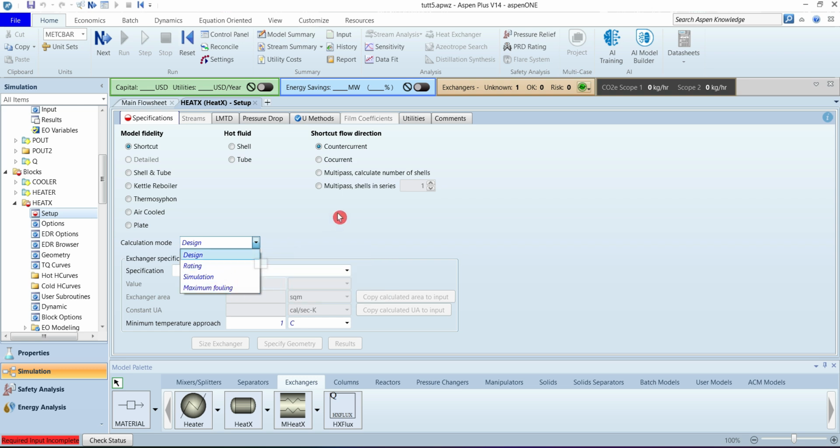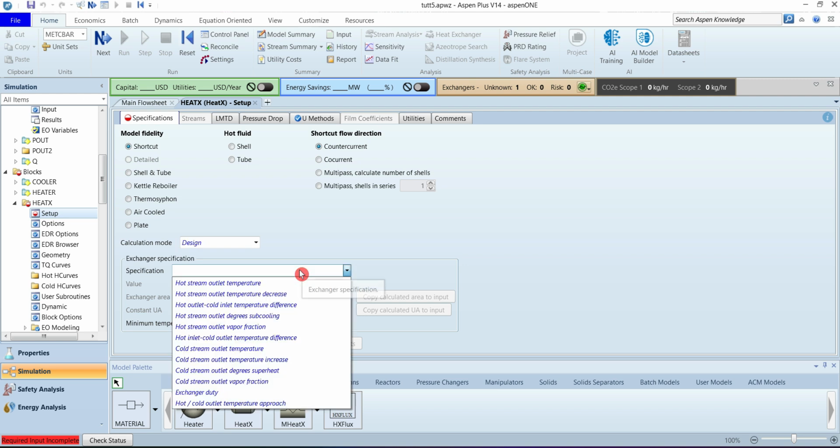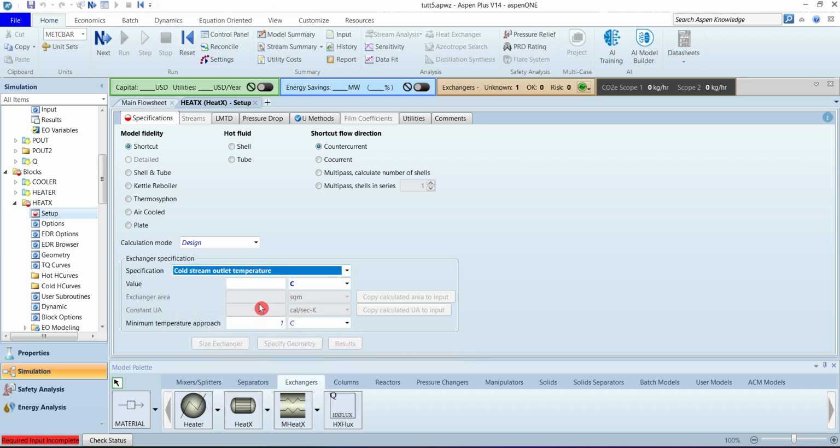So the problem is, we do know what should be the outlet temperature, but we don't know what should be the area requirements or the overall heat transfer coefficient. We don't have any information like that. So at least we can provide the information that we do have. So if you pick the option from the drop down of the exchanger specification, that it should be cooling stream outlet temperature or the cold stream outlet temperature, and the cold stream outlet temperature is 40 degrees Celsius.